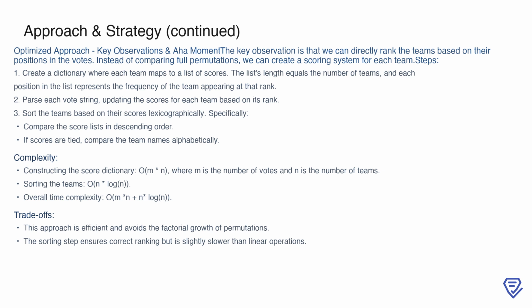Then, we parse each vote string and update the scores for each team according to their rank in the vote. Once we've processed all votes, we sort the teams based on their scores in descending order. If there's a tie in scores, we break it alphabetically by team name. This method is much more efficient, with a complexity of m*n for constructing the score dictionary and an additional n*log n for sorting. Together, the overall complexity is m*n plus n*log n, which is far better than the factorial growth of the brute force approach. While the sorting step isn't linear, it's still manageable and ensures correct ranking.